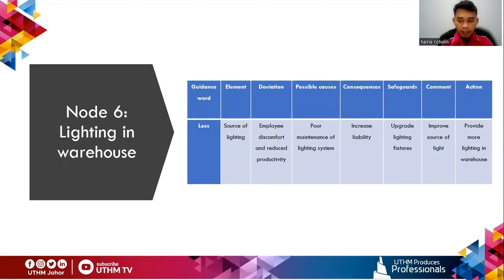The last one is lighting in the warehouse. The element for this is less source of lighting, and the deviation is that employees will be uncomfortable when working and productivity is reduced. Possible cause is poor maintenance of lighting. The consequence is increased liability, and the action we can take is to provide more lighting in the warehouse. That's all for me. Then I will pass our presentation to my friend.